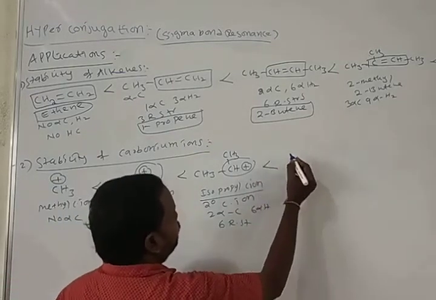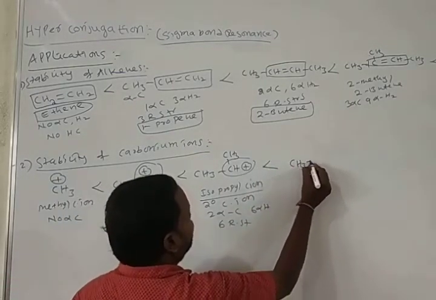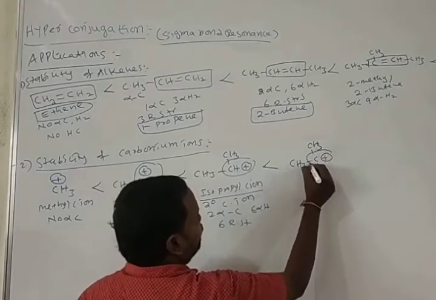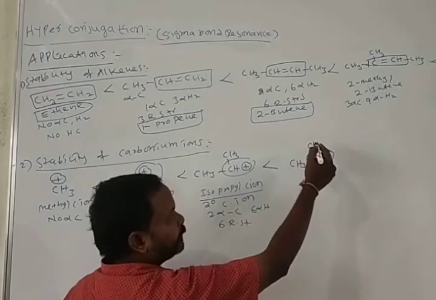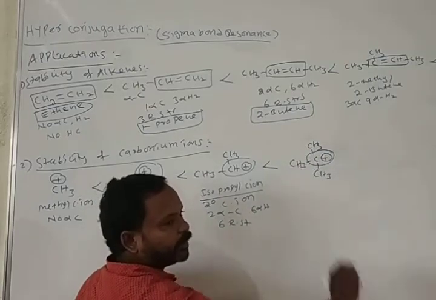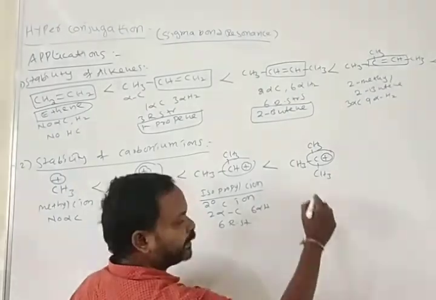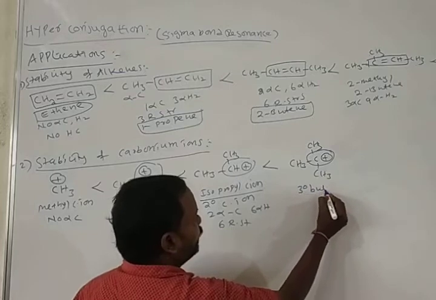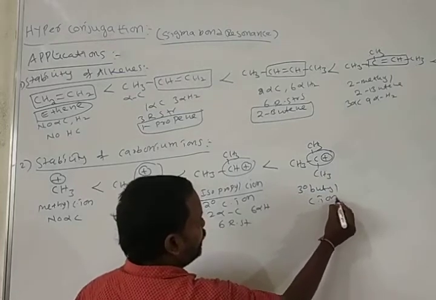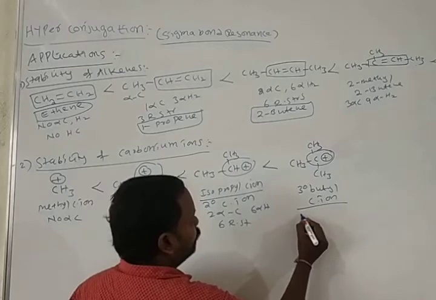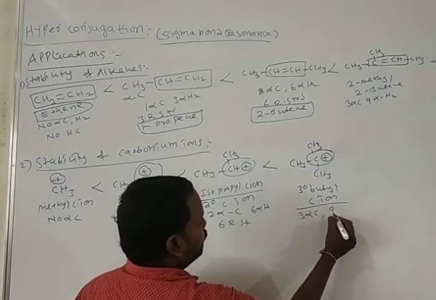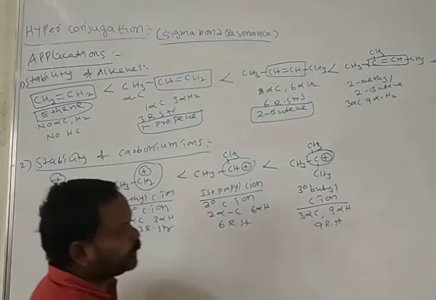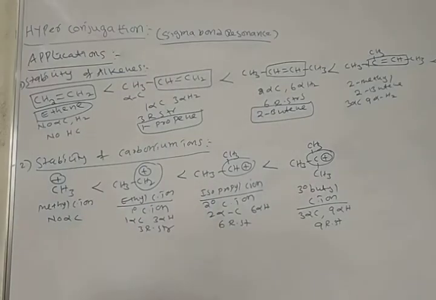Then in continuation we will see one more, (CH3)3C+. This is the functional group. Here 3 alpha carbons are there, 9 alpha hydrogens are present, so it forms 9 resonance structures. The name of this molecule is tertiary butyl carbonium ion. Here 3 alpha carbons, 9 alpha hydrogens, 9 resonance structures.